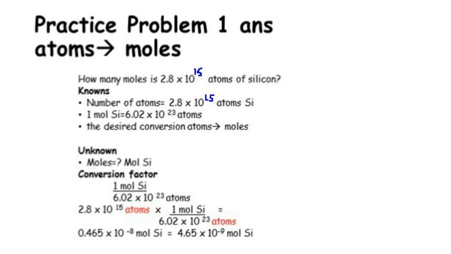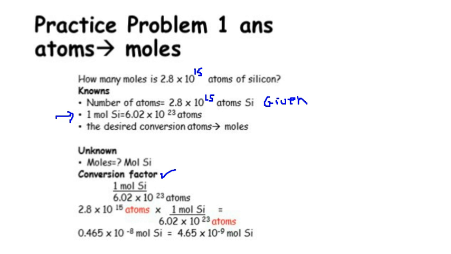So the number of atoms, this is what we have, and that's what we call our given. They say what we have. And here, 1 mole equals 6.02 times 10 to the 23rd atoms, and we use that for our conversion factor. Here we see our conversion factor right here.